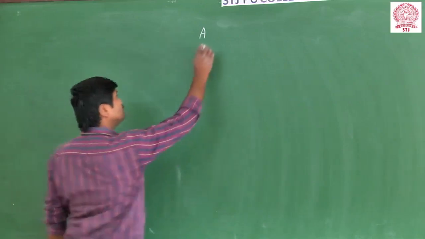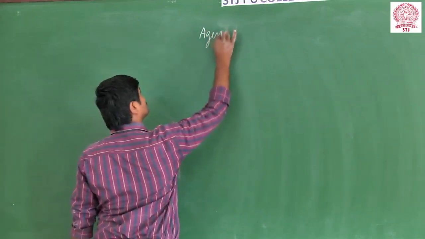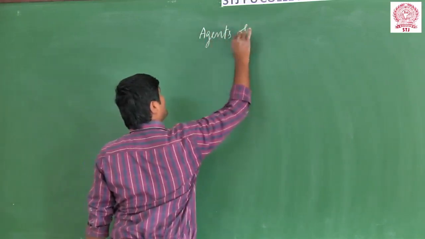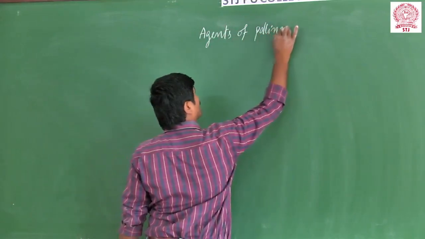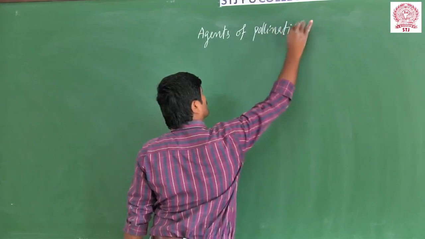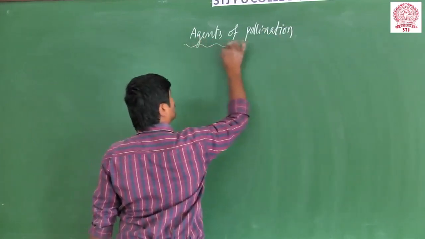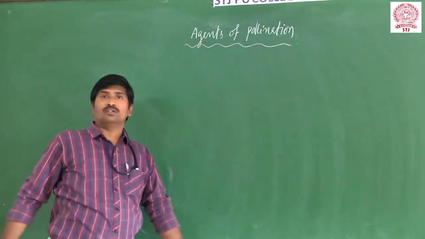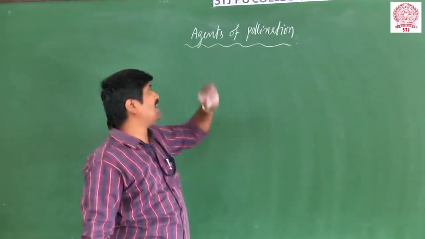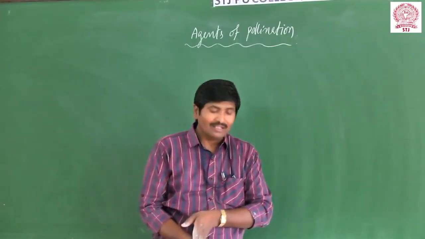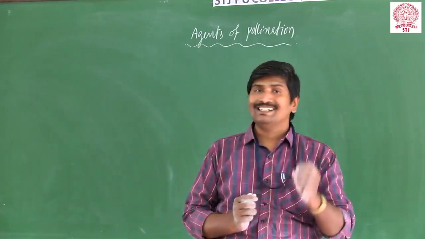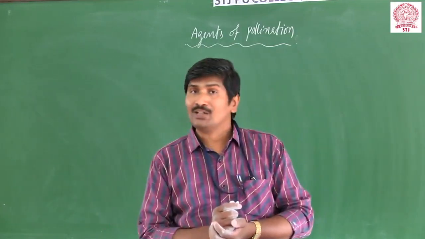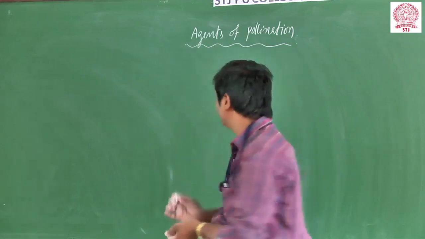Next one, agents of pollination. So mainly here, what are the agents of pollination? There are mainly two agents of pollination. One is abiotic agents, another one is biotic agents.